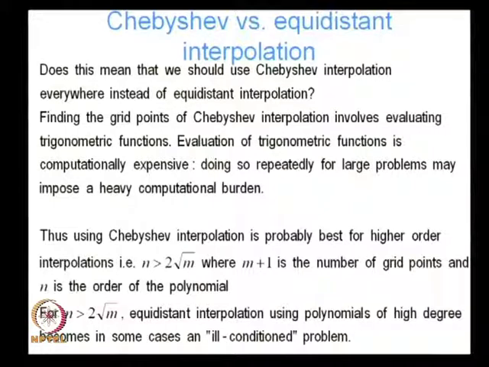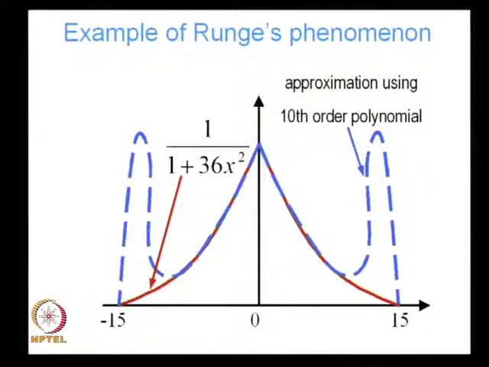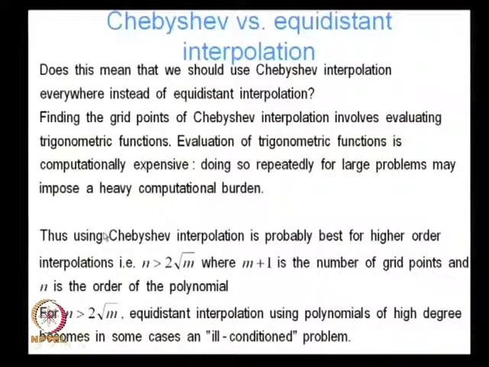For n greater than 2 to the power root m, this is exactly why we have that behavior. It is because for n greater than 2 to the power root m, equidistant interpolation using polynomials of high degree is ill conditioned. What does ill conditioning mean? Well, it means that if you have a slight change in the function value, your interpolant is going to change a lot.